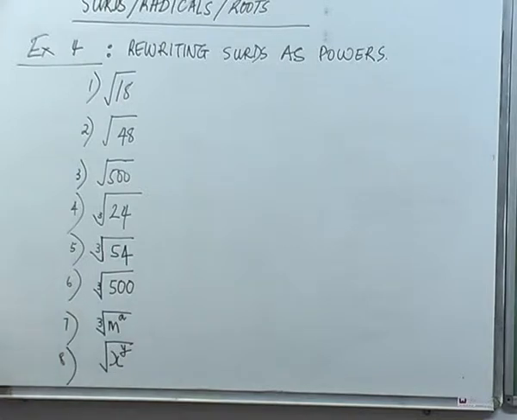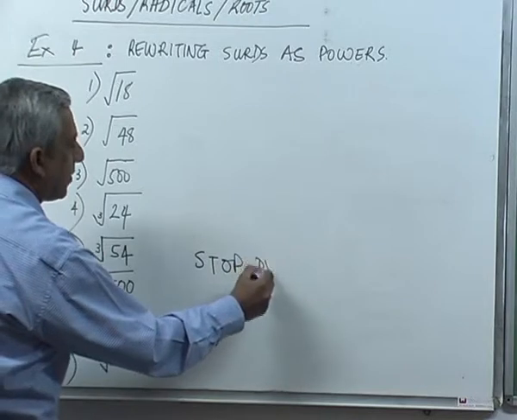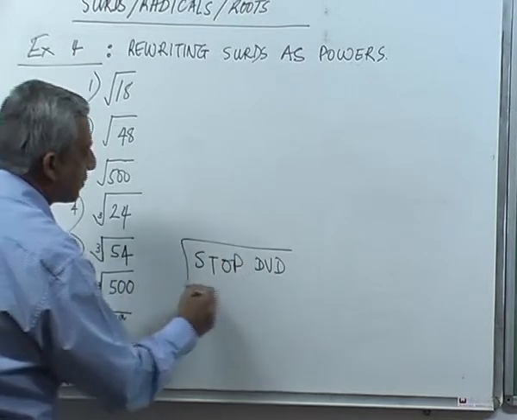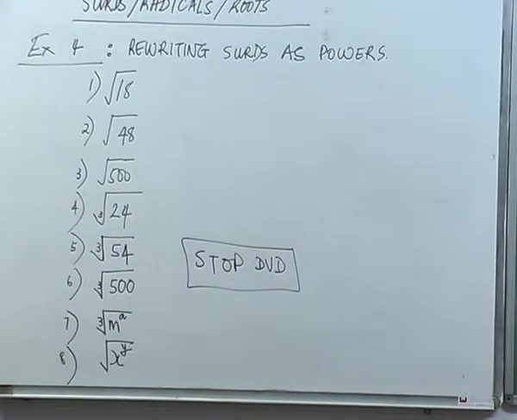Alright, what you will do is take them down, stop the DVD, rewrite them as powers, and then come back to us and we will mark the exercise for you. Alright? So stop the DVD, take them down and work them out.